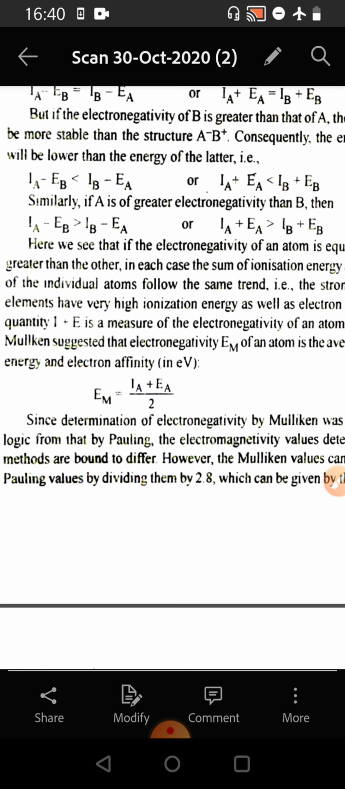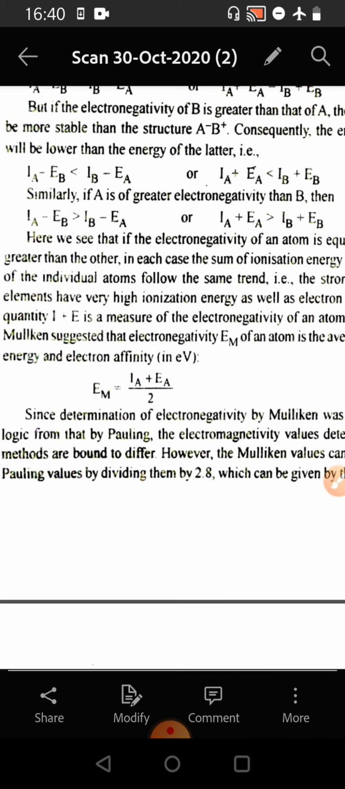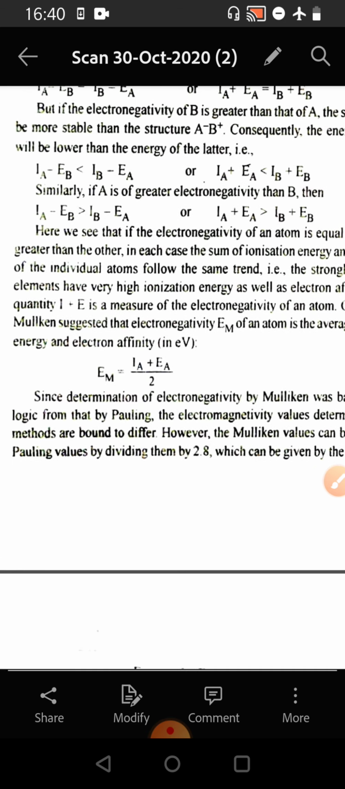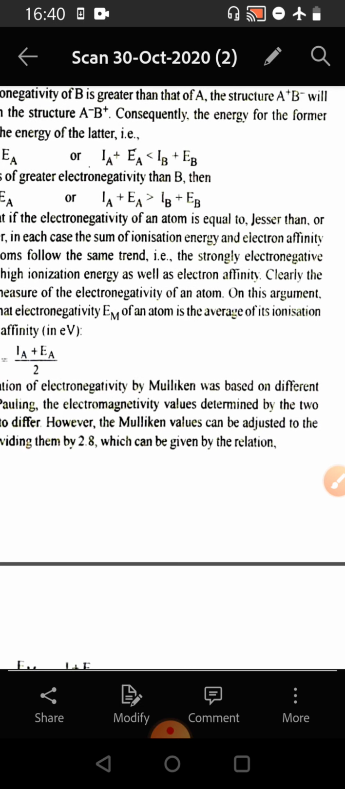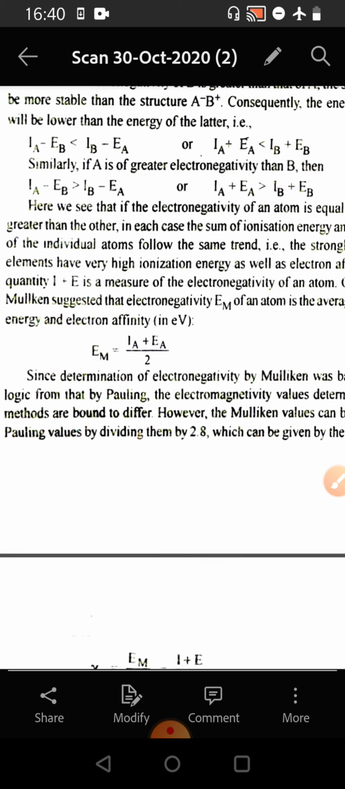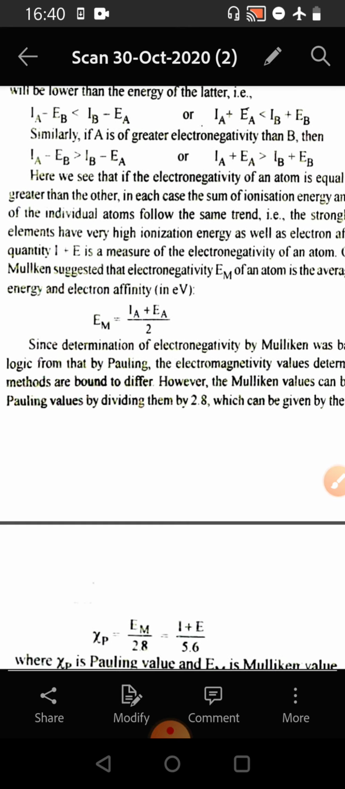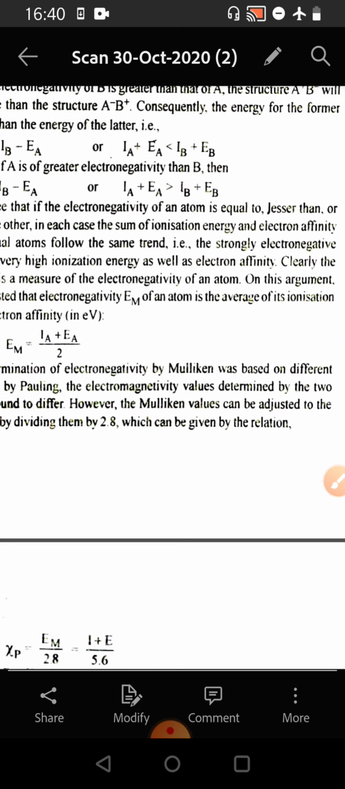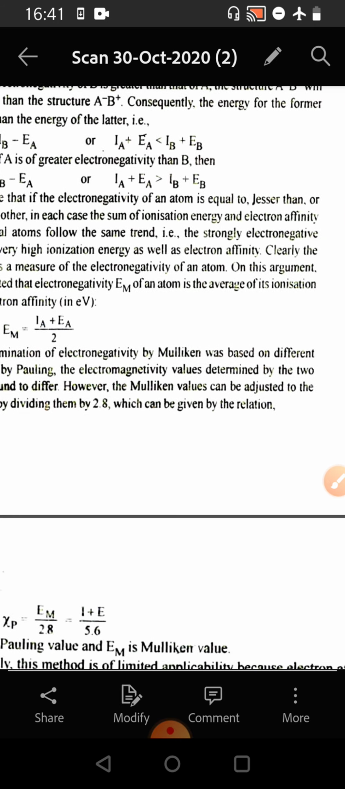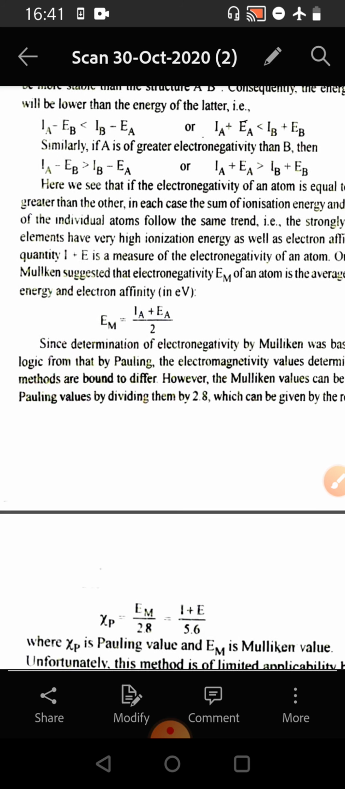Similarly, if A is of greater electronegativity than B, then Ia minus Eb will be greater than Ib minus Ea, or Ia plus Ea will be greater than Ib plus Eb. Here we see that whether the electronegativity of an atom is equal to, lesser than, or greater than the other, in each case the sum of ionization energy and electron affinity of the individual atoms follows the same trend. That is, strongly electronegative elements have high ionization energy as well as electron affinity. Clearly, the quantity I plus E is a measure of the electronegativity of an atom.